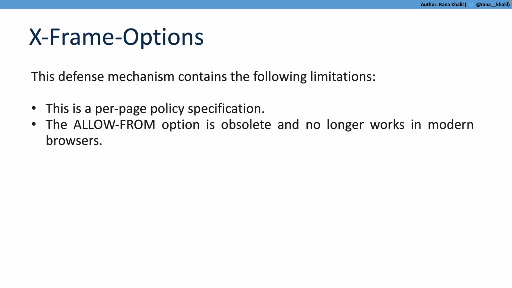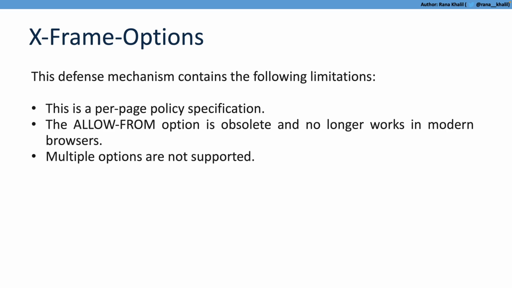The second limitation is that the allow-from option is obsolete and is no longer supported by modern browsers. So if you apply this directive and the browser does not support it, then you have no clickjacking defense in place. This is something that you need to be absolutely careful of when you're using it in an application, especially if it's your only defense to clickjacking attacks.